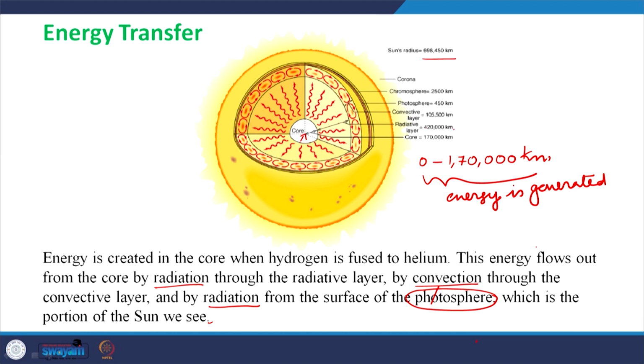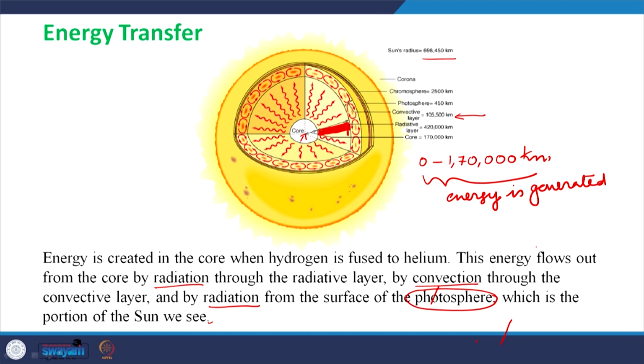And above the core, immediately at the top of the core, up to a height of 4,20,000 kilometers, you have the radiative layer. And above the radiative layer, when the radiative layer stops, this entire region is the radiative layer. We will try to see why this is called the radiative layer, and nothing else. Okay. Then from the top of the radiative layer up to a height of 1,05,500 kilometers, you have what is called the convective layer.